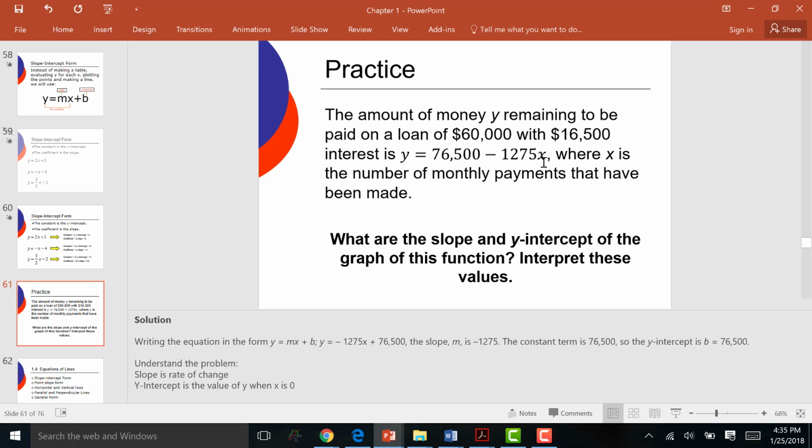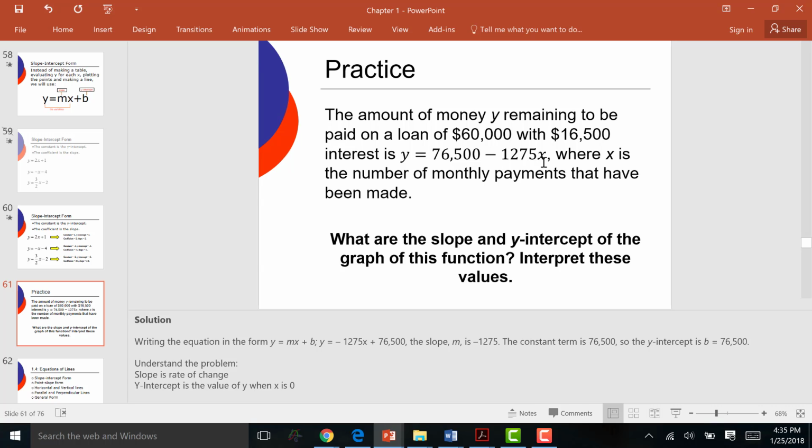Okay, so that's what we're doing, just trying to make sure we understand everything that we're doing in this problem. Why do we even need to do that? You got to be able to multiply how many payments you made times the $1,275 and subtract that amount from the original amount that you owe the bank. So that's why they wrote that equation like that.